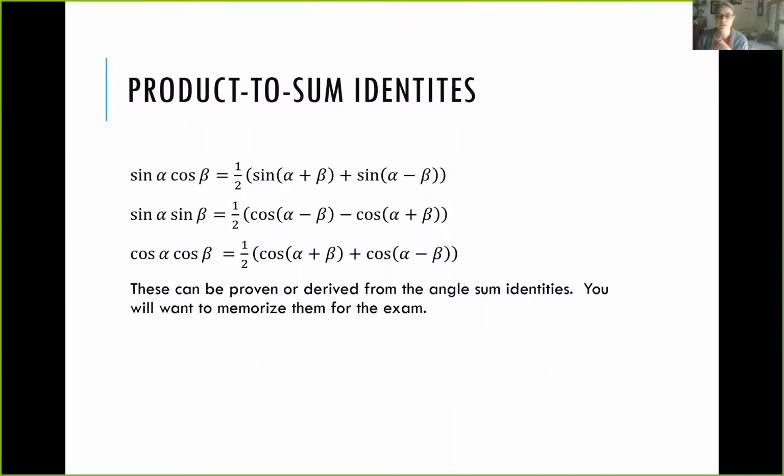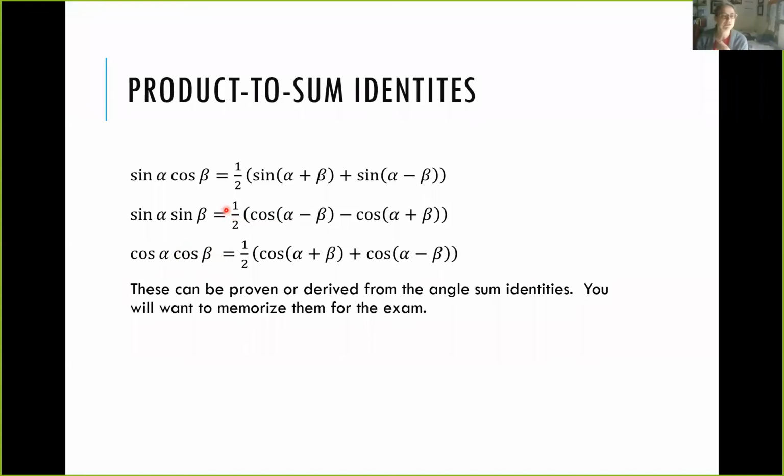These are identities, rules that let us take the sine of one angle and multiply by the sine of another angle and express that as the sum of a sine and a cosine, a sine and a sine. We've got similar rules. We've got a rule for sine alpha times sine beta, and cosine alpha times cosine beta.